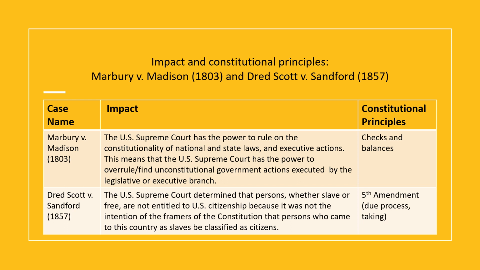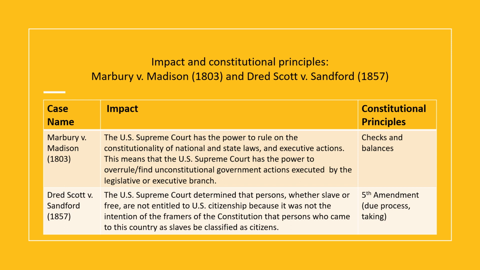In this case, the U.S. Supreme Court decided that it had the power to rule on the constitutionality of national and state laws and executive actions. This means that the U.S. Supreme Court has the power to overrule or find unconstitutional government actions executed by the legislative or executive branch. This is a significant impact because the U.S. Supreme Court gave itself the power to determine that an action by an elected branch of government was or was not constitutional.